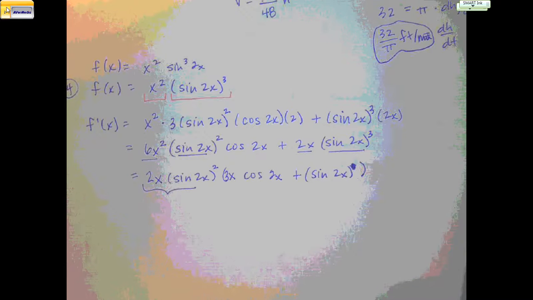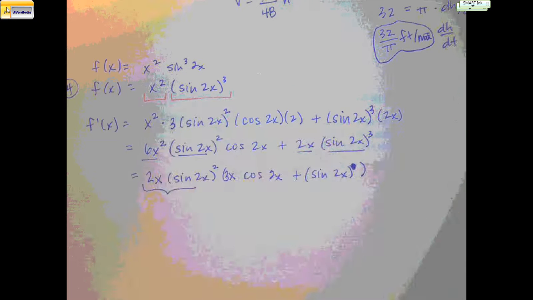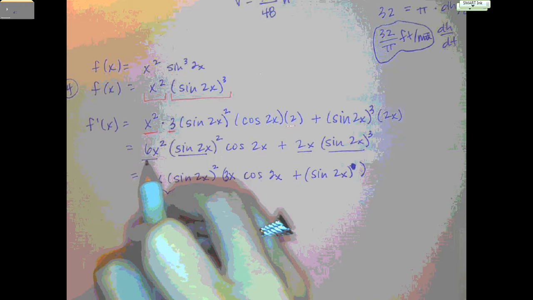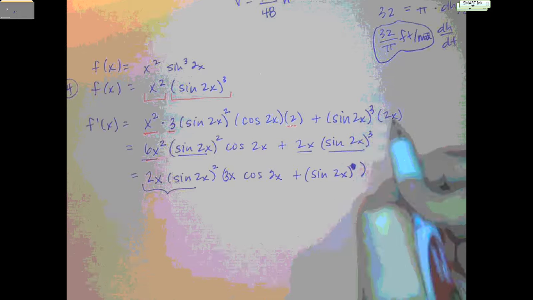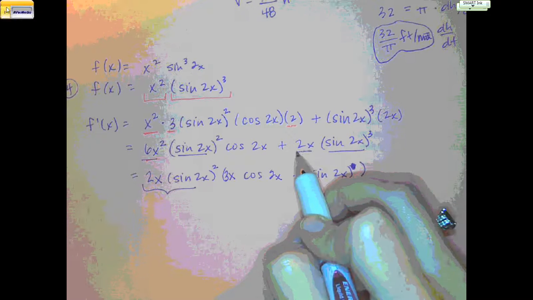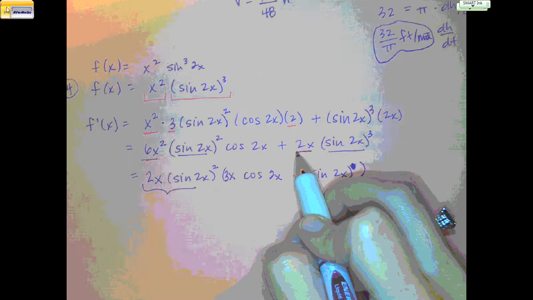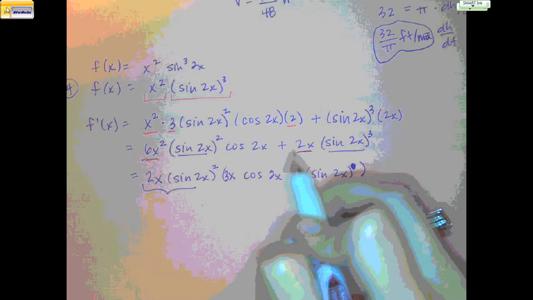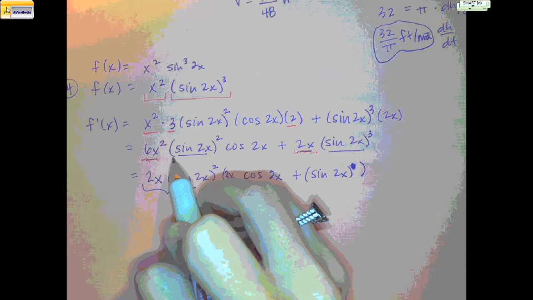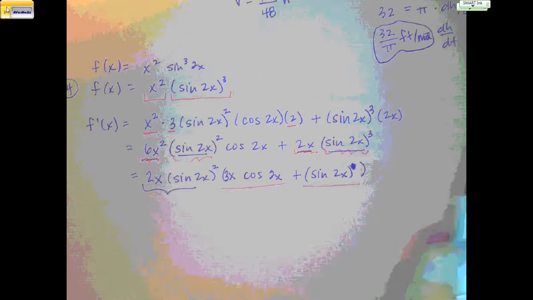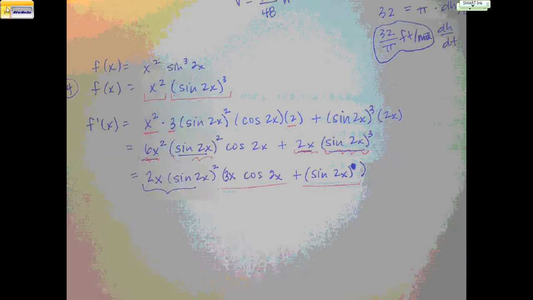Something's up. Okay, can you explain the second and third step? Okay, so here I said x squared times 3 times 2 is 6x squared. And over here I just brought the 2x to the front. And then I said I'm going to take a 2x out of this and a 2x out of this, and I'm going to take sine 2x squared out of this and sine 2x squared out of this. And this is what I was left with. However, I'm not really loving this.